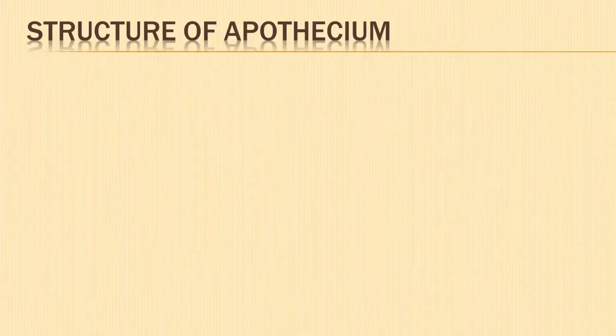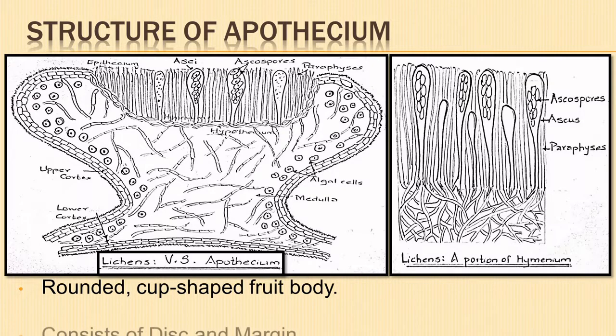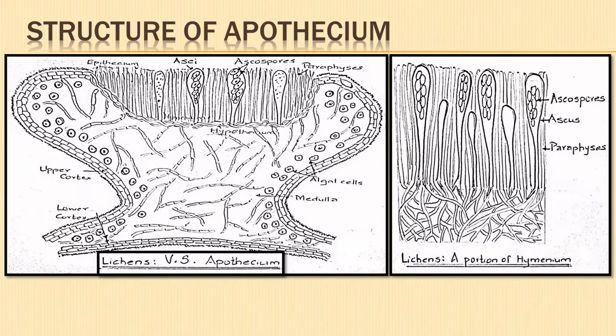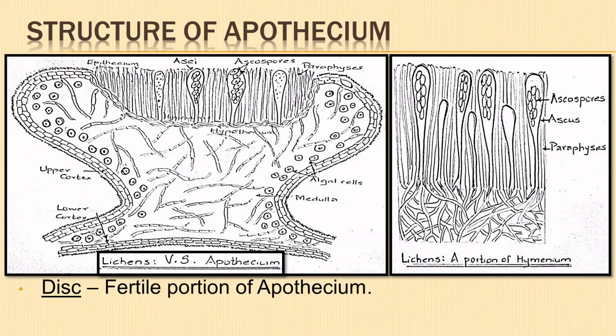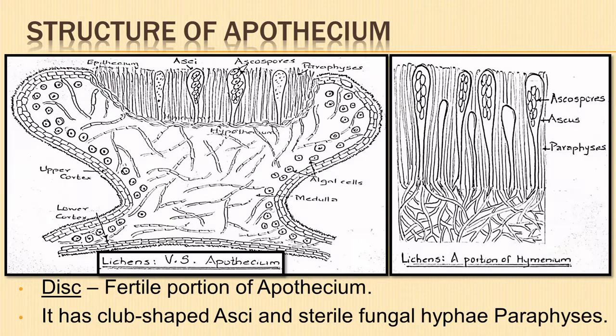Next is the structure of apothecium. The apothecium is a rounded, cup-shaped fruit body of an Ascomycetes fungus. The apothecium consists of two parts, namely the disc and the margin. Disc of the apothecium. It is the fertile portion of the apothecium. It consists of club-shaped asci between the sterile fungal hyphae, the paraphysis.